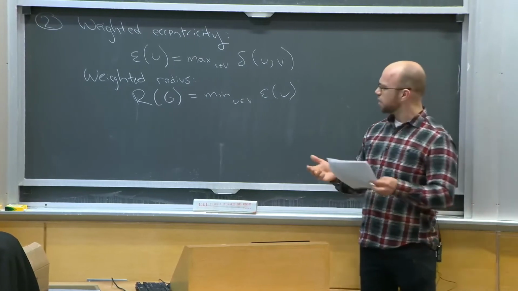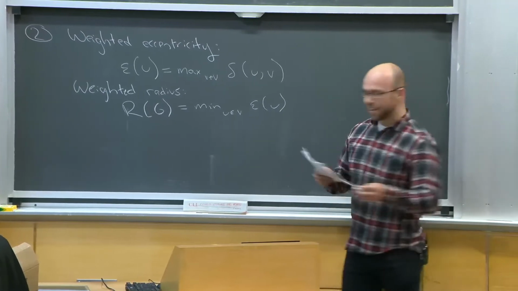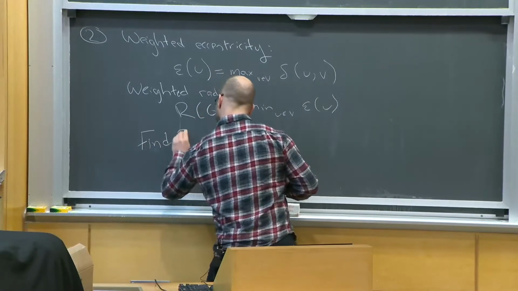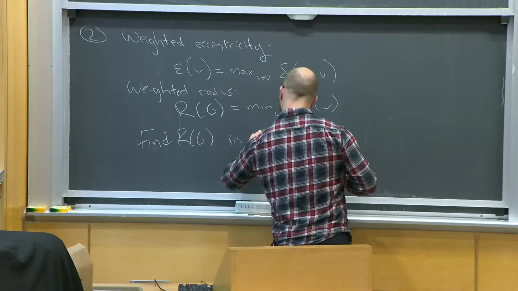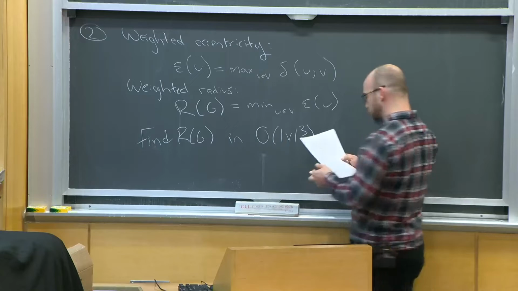The question is, can I find the radius of my graph in time that looks like order |V| cubed?